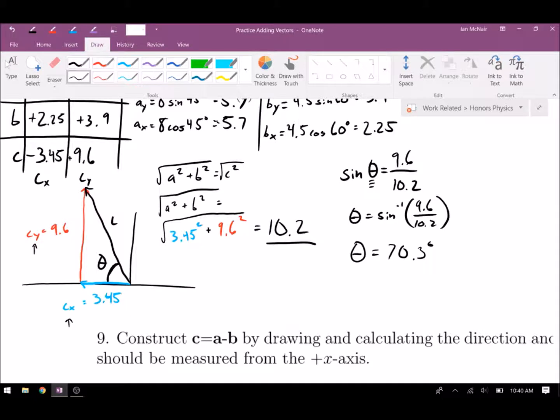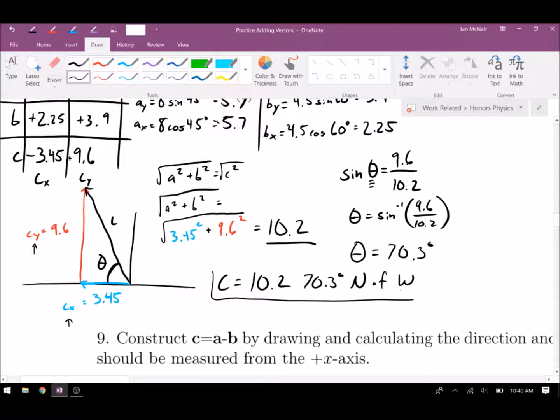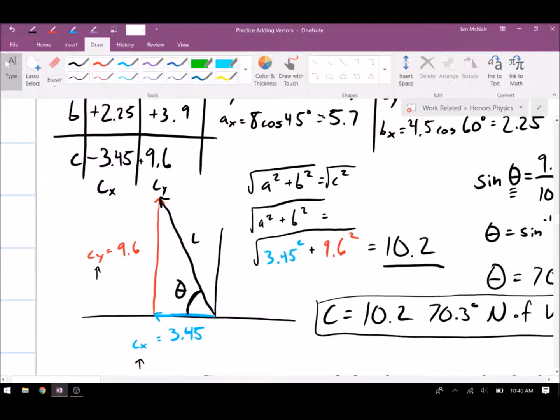So I'm going to write down what the full answer is, and then I'll tell you why it's that. So our full answer for C is 10.2, 70.3 degrees north of west. And so common question: why isn't it northwest? Well, northwest means exactly 45 degrees, right? So if you had an angle that was pointing in C's quadrant at exactly 45 degrees, you could just say northwest. You could say 10.2 northwest, and that'd be fine.